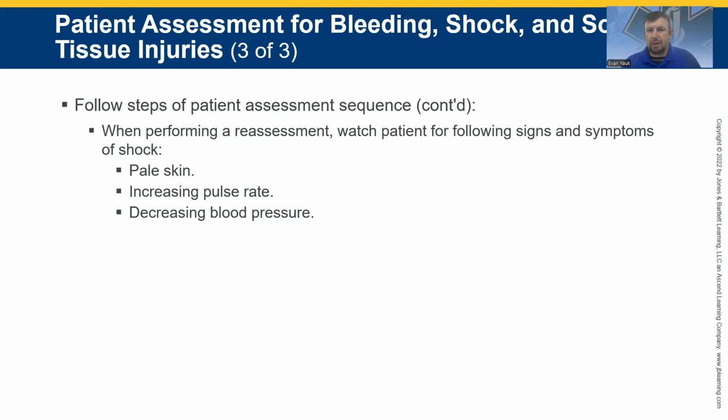So we have that pale, cool look. Increased pulse rate is your heart beating up, trying to feed your body. And then we get that decreased blood pressure because we're constricting on the outer extremities, we are dilating everything in the center core so we can pump more blood to what's important. So your blood pressure will skyrocket.